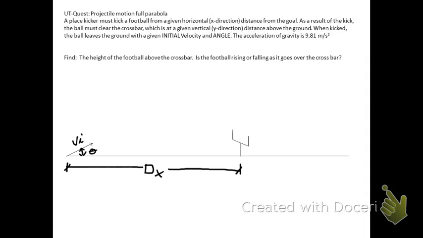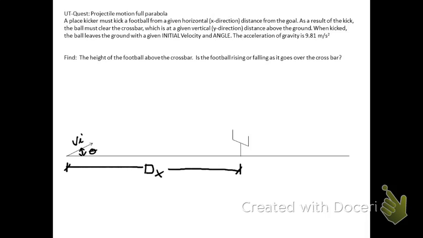All right, this is General Physics, UT Quest problem, and full parabola projectile motion. This is the football place kicker clearing the crossbar. And this is what we're given. We're given the distance the crossbar is away from the kicker. That's a horizontal distance, so call that d sub x. We're given an initial velocity, that's a two-dimensional quantity, and we're given the angle theta.